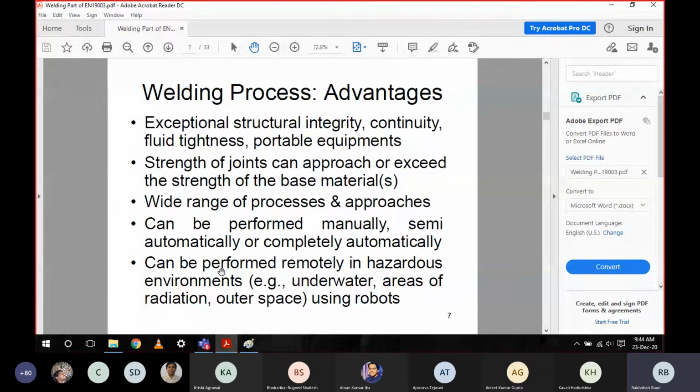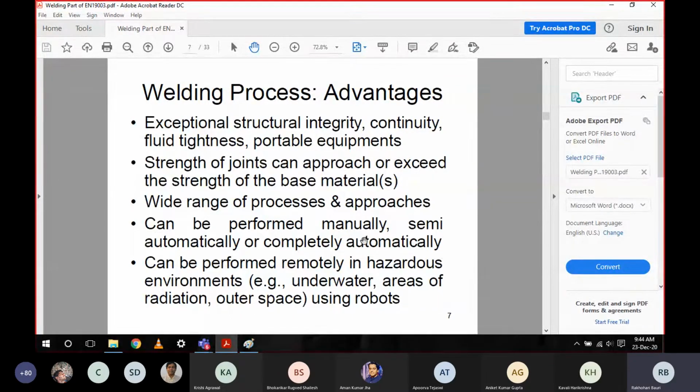In this slide you will see two kinds of welding process. One is a chemical process, that is oxyacetylene, and another is the arc welding process. These are two categories, but there are other kinds of welding processes like electron beam welding and laser beam welding, so a wide range of processes. The fourth advantage is that it can be performed manually.